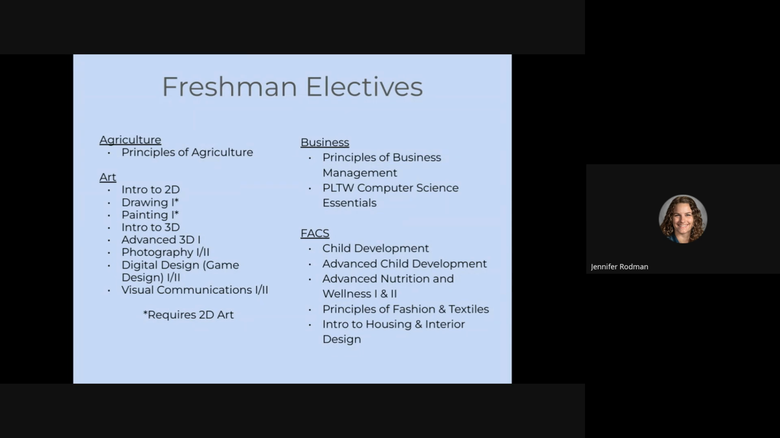We do have some photography classes. They have to have a physical camera, not necessarily an iPhone. Digital design and game design are more on the computers, and then Visual Communications 1 and 2 is a lot more on the computer as well, looking at a marketing type of art.